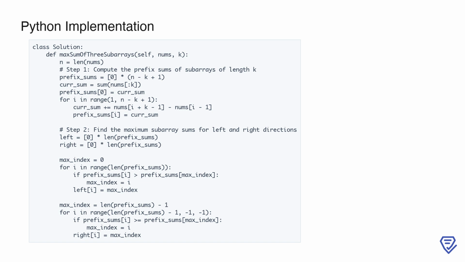As we iterate, we update max_index whenever we find a subarray with an equal or greater sum, and the right array stores the corresponding indices. This pre-processing helps us efficiently find the indices of the best subarrays in the left and right directions later on.